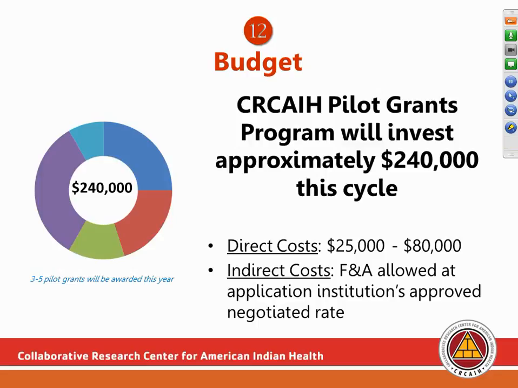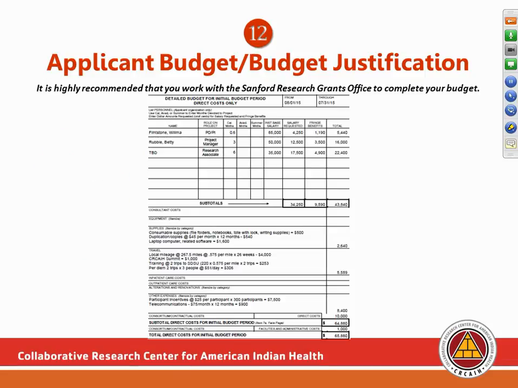Budget. The budget period for this cycle is August 1st of 2016 through July 31st of 2017. Applications with total direct costs between $25,000 and $80,000 will be considered. This does not include the applicant's organization's indirect costs. The budget and the budget justification.